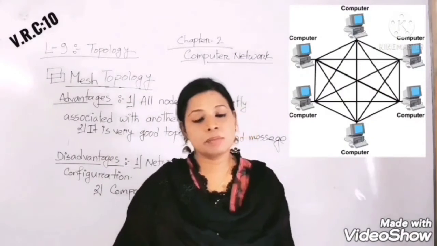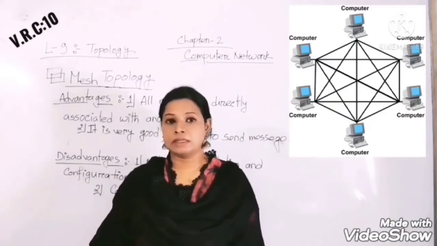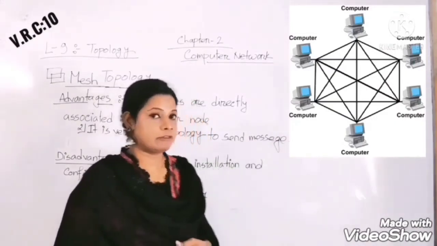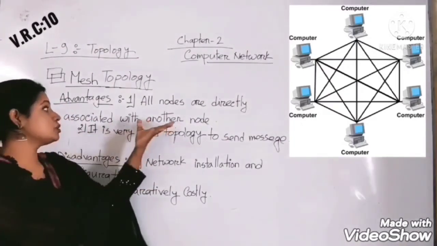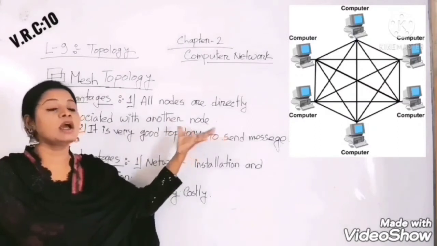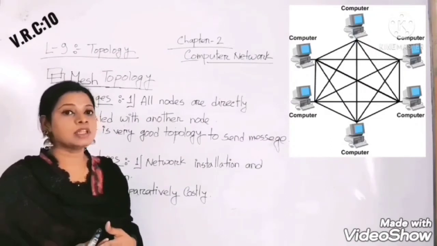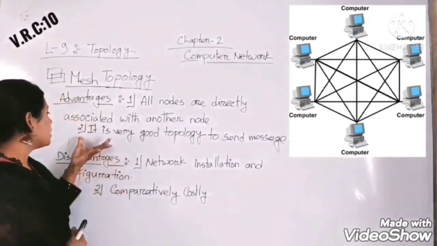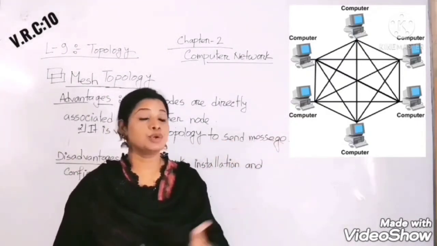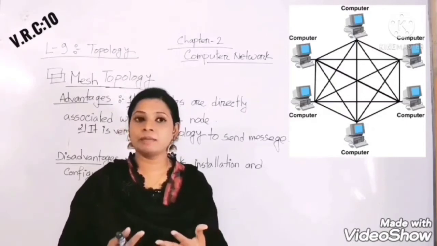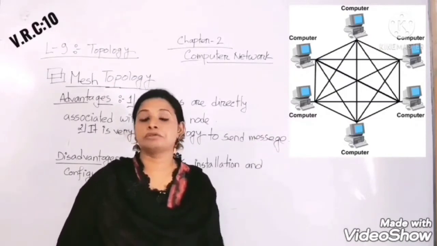See, mesh topology is an important topology and it has some advantages and disadvantages. So what are the advantages and disadvantages? First, advantages. You see, all nodes are directly associated with another node. Here, node means computer. All the computers are directly connected with another computer. Number 2, it is a very good topology to send messages. Yes, as there is no interruption, it can send message data very fast, and the data transmission rate is also very high.